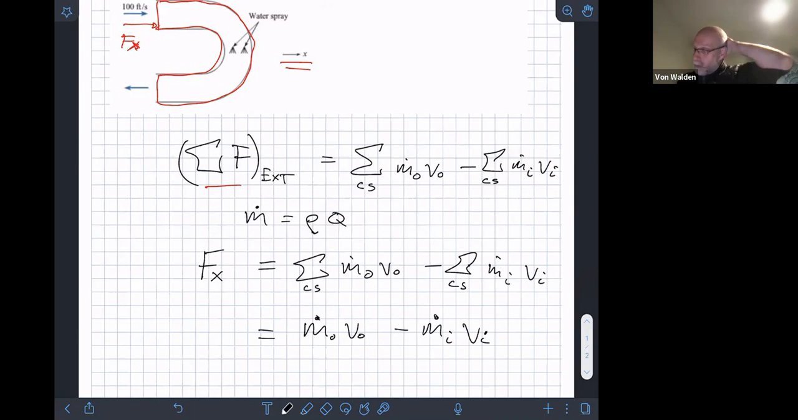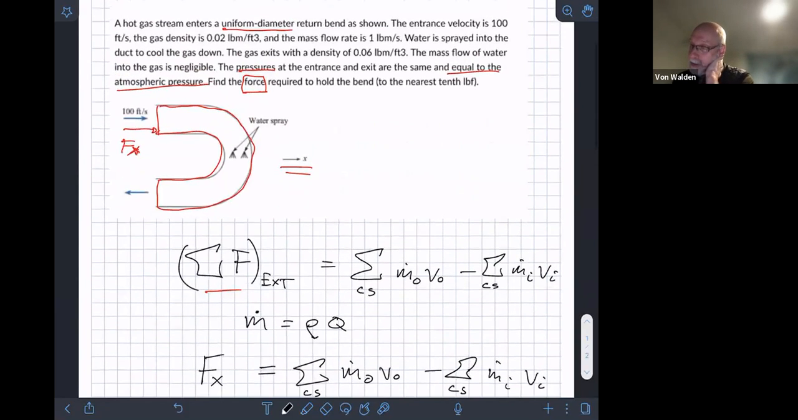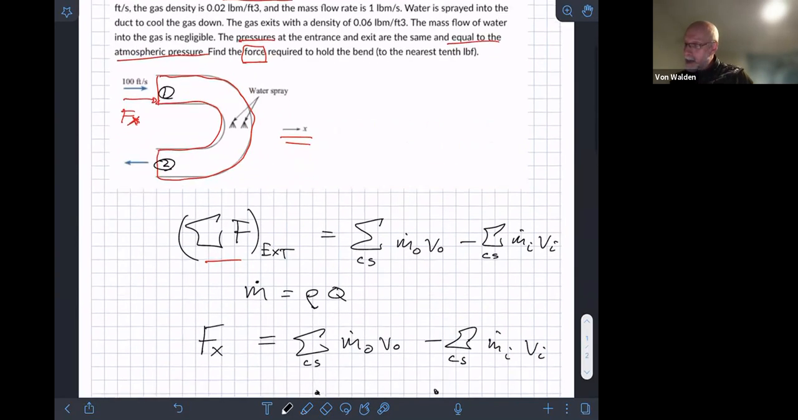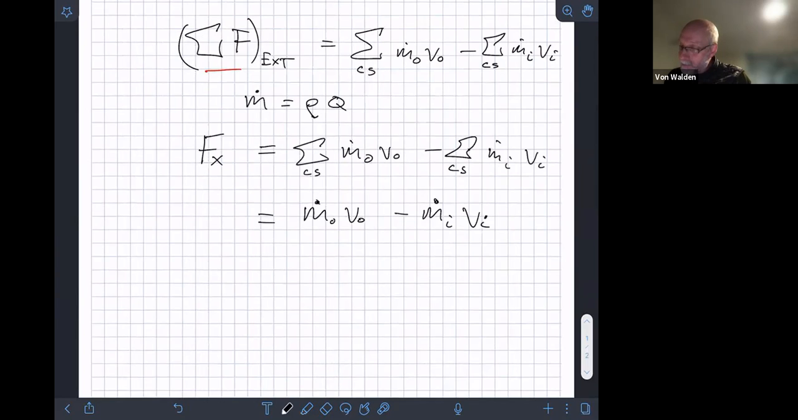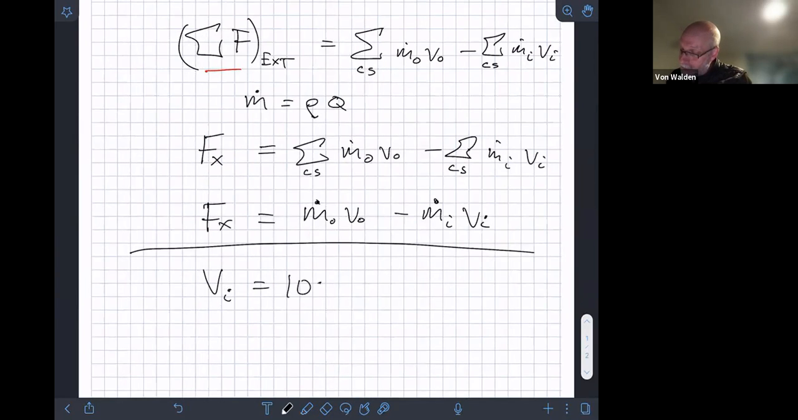Okay, and so we need to find a few things. We need to find the velocity coming out. We'll label this as surface 1 and this as surface 2: 1 is the inflow, 2 is the outflow, as you can see from the vector going in, basically the velocity. Now we know that V in equals 100 feet per second, and so we would like to find the output velocity.